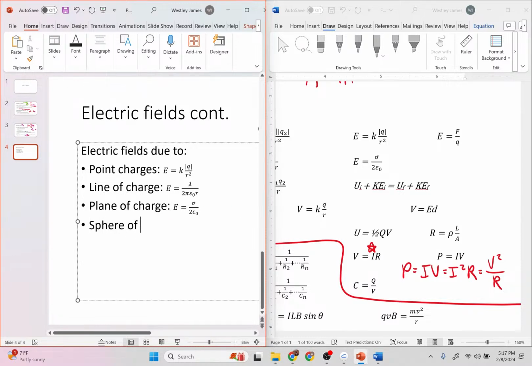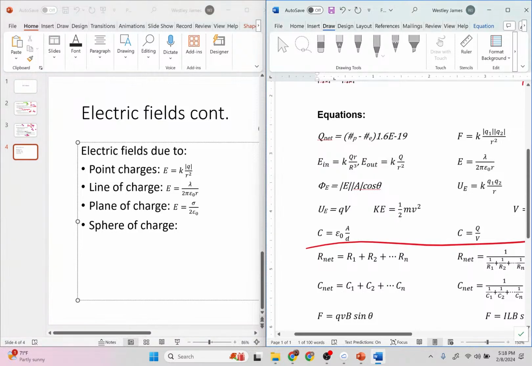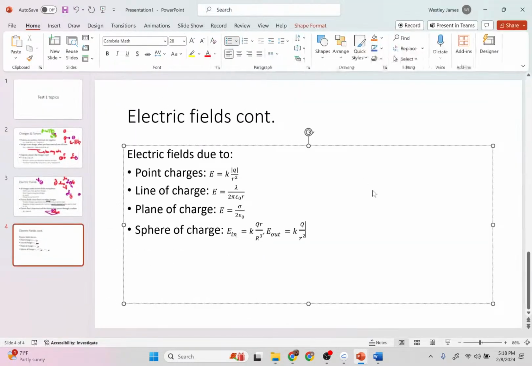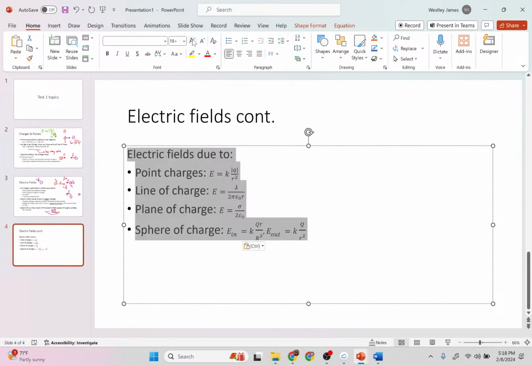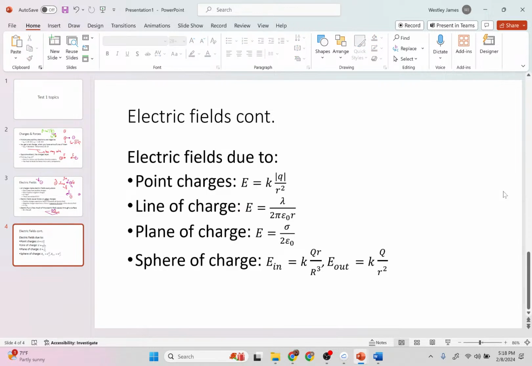And for a sphere of charge, we had two different ones. Oh, look at that. I was even so kind to tell you E in and E out. I didn't just put them both there. Blessings on blessings. All right. So, these are all in the formula sheet, but they're not labeled. This is what they look like.